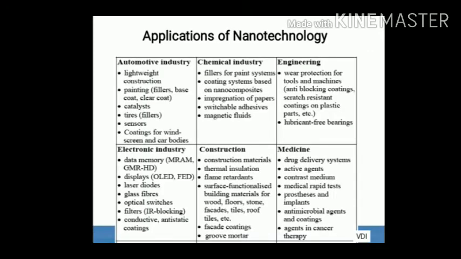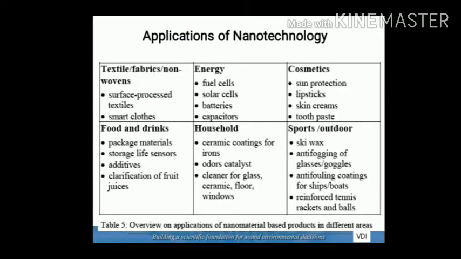The following are the applications of nanotechnology, or where can we use nanotechnology. First, automotive industry. Second, chemical industry. Third, engineering. Fourth, electronic industry. Fifth, construction and medicine. We can use it in medicine. Another, it can be used in textile or fabrics or nonwovens, in cosmetics, food and drinks, household, and sports or outdoor.